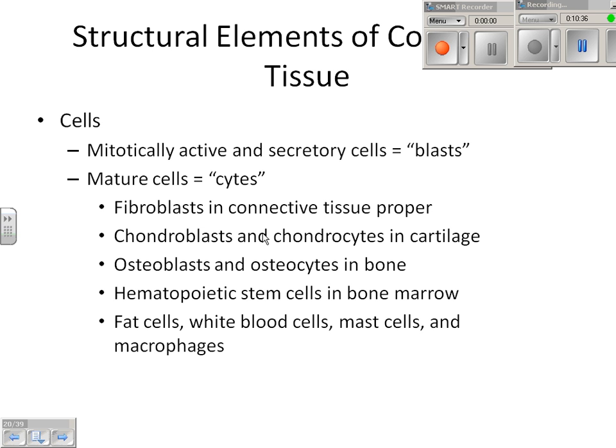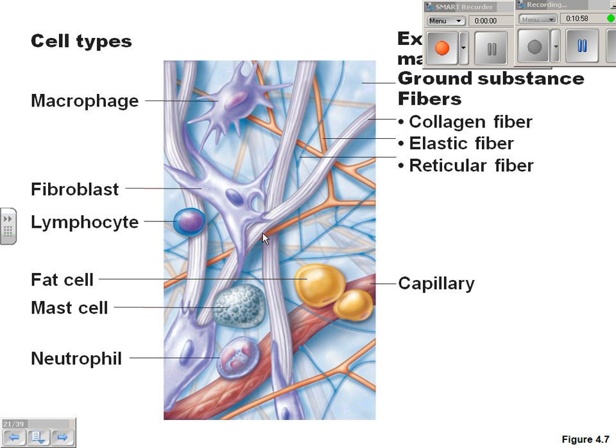Chondra, meaning cartilage. Fibroblast, meaning fibers. Osteo, being bone. Hematopoietic stem cells in our bone marrow and blood. Hemato makes us think of blood. Fat cells, white blood cells, mast cells, and macrophages. These are all different types of cells you'll find in different tissues. So be aware of that. Hopefully that terminology will help you understand.